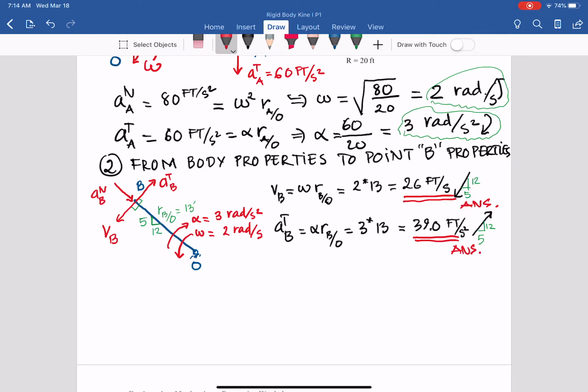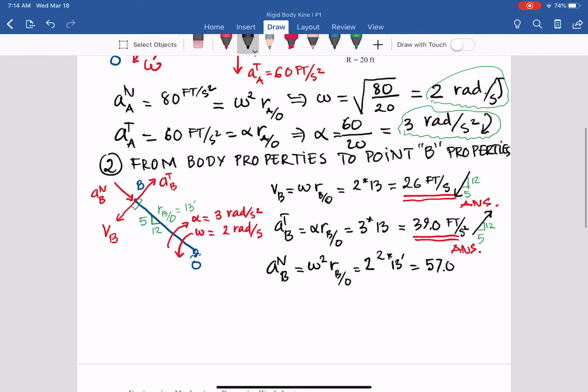Then the last is the normal component, and we do exactly the same. The normal component A_B_N, if you recall, is omega squared times R_B relative to O. So omega squared is 2 squared times 13 feet, so 4 times 13, which is 52 feet per second squared. And the slope is the same as the radius because it is parallel to the radius, so 12 and 5. This is the last final answer we wanted to find.